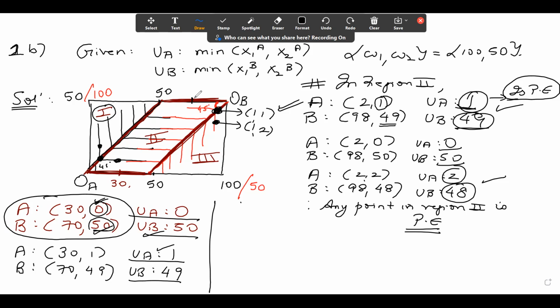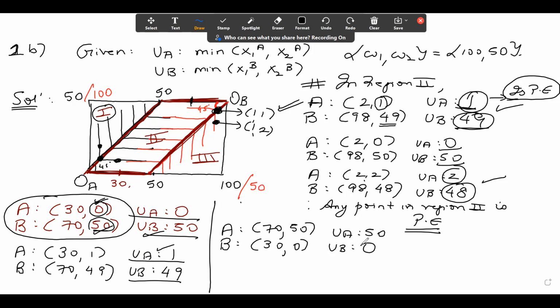Likewise, you can take a point here. Suppose I take a point from B's origin, which is 30,0. So A will have how much? 70,50. Again, utility which A gets is 50, utility which B gets is 0.